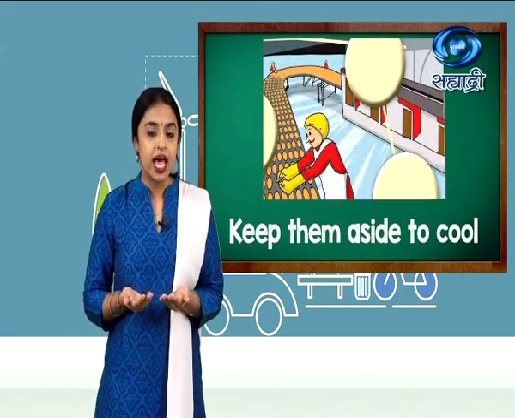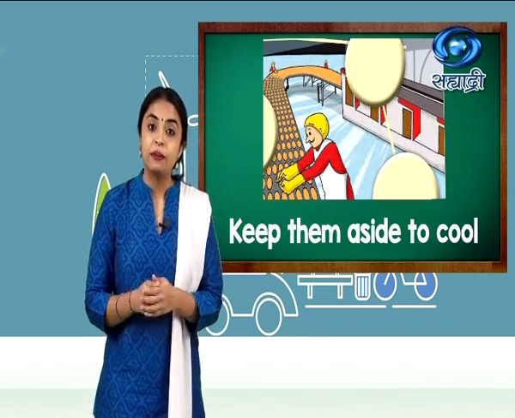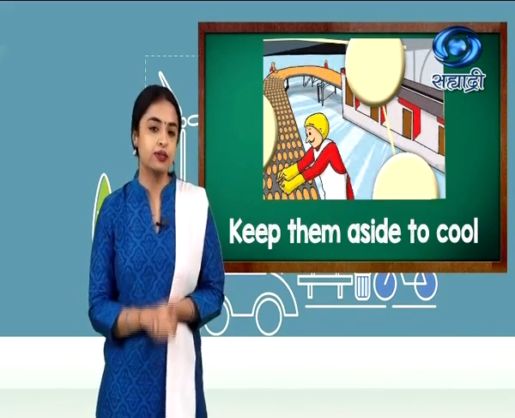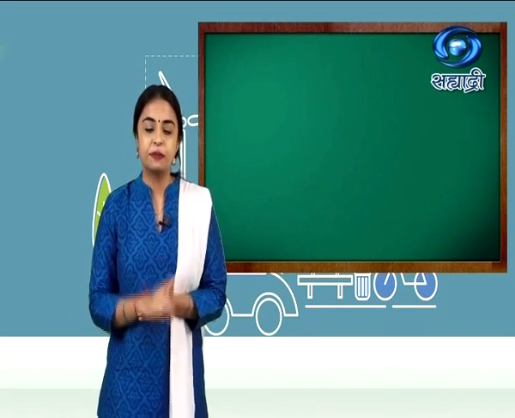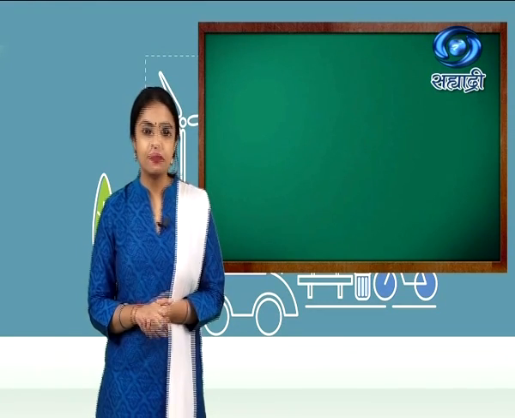After we bake it, we take them out and keep it aside to cool. ओवन में बेक करने के बाद हम उसे बाहर निकालते हैं ताकि वो ठंडा हो सके. कुछ देर ठंडा होने के बाद we check if they are crisp, if they are baked properly. हम ये चेक करते हैं कि क्या वो कुरकुरे हैं, क्या वो सही तरह से पके हैं.